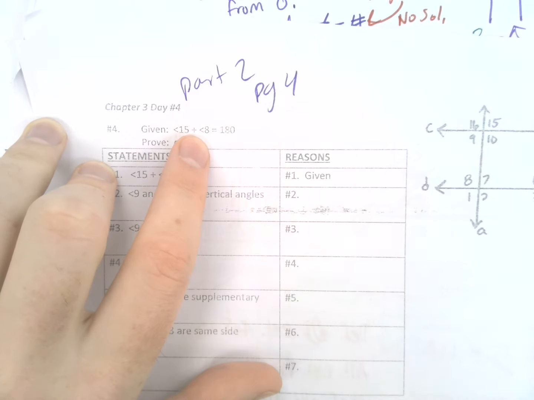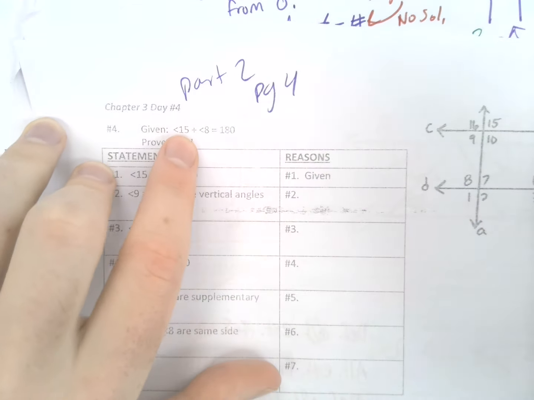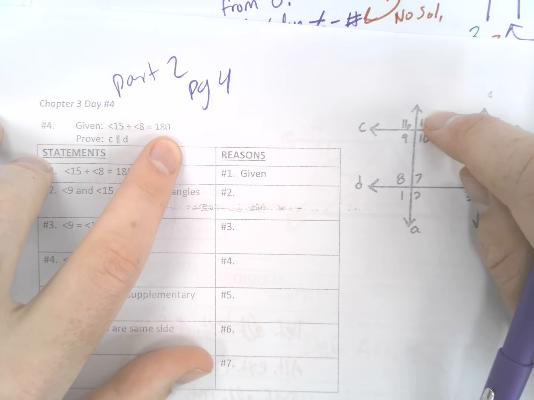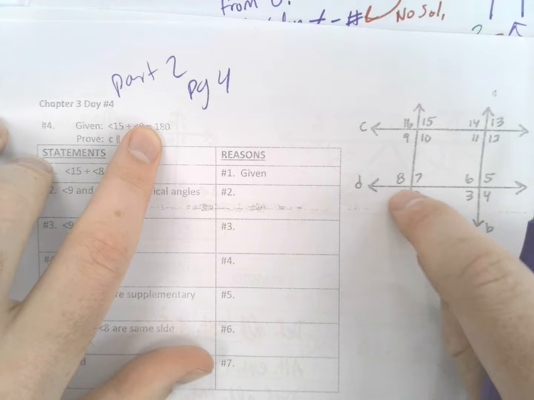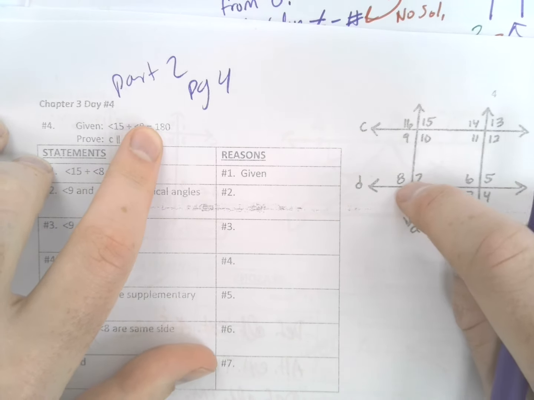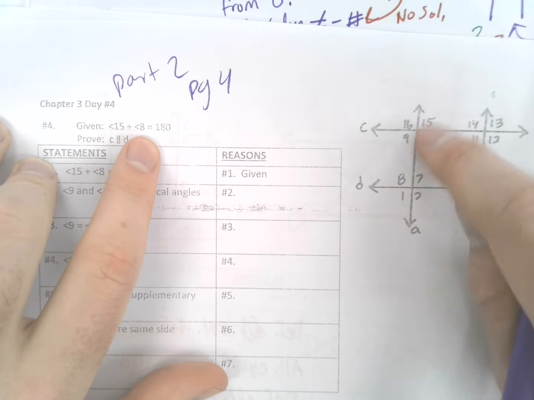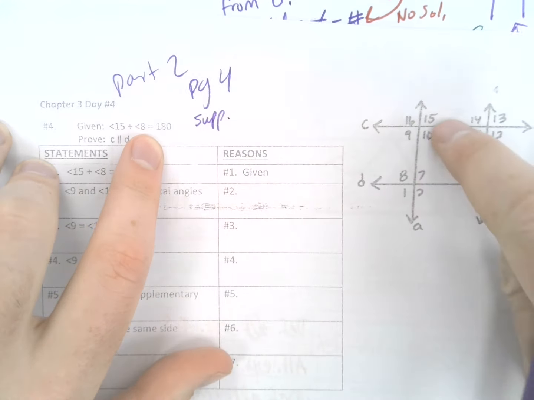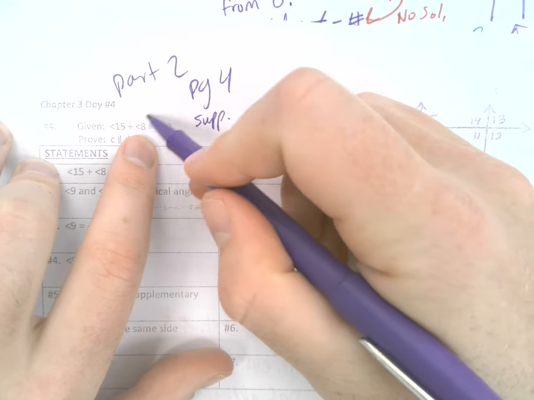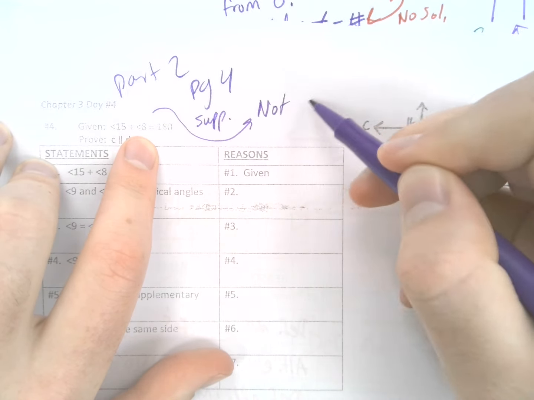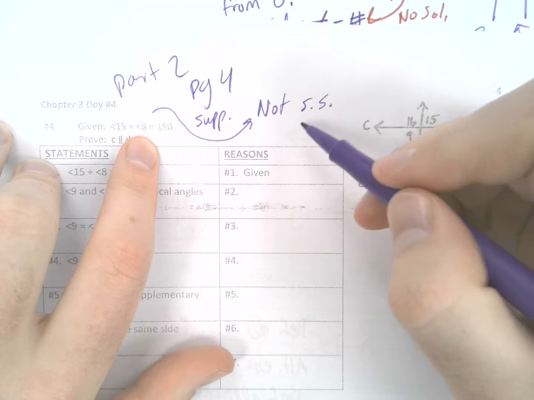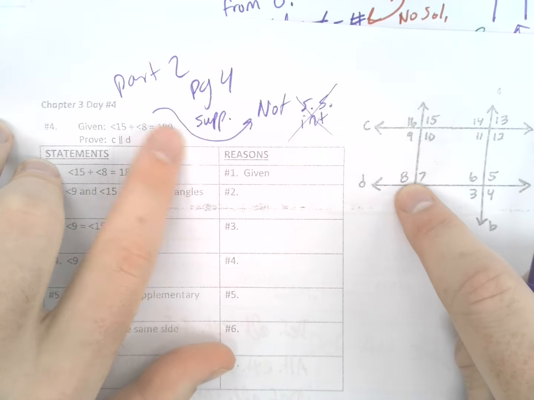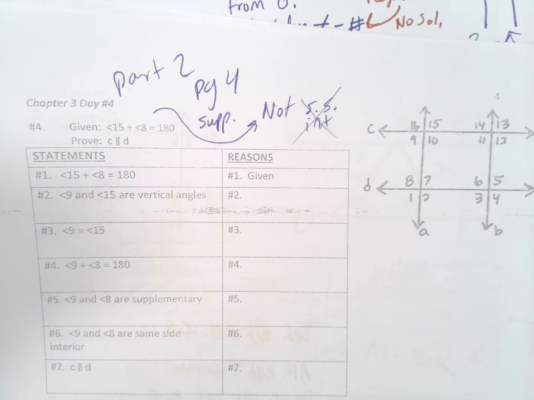We're given what looks like same side interior here, right? 15 plus 8 equals 180. Here's 15. Here's 8. So, okay, they're not same side interior. Interesting, but we still know they're going to add up to 180. This could be more an issue of supplementary, because 15 and 8 are not same side. But they look like they're going to be supplementary, so we'll think about that.